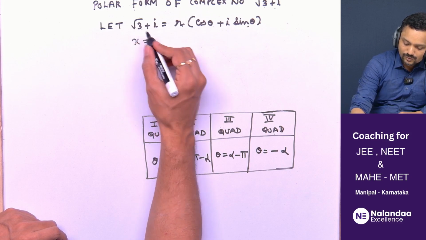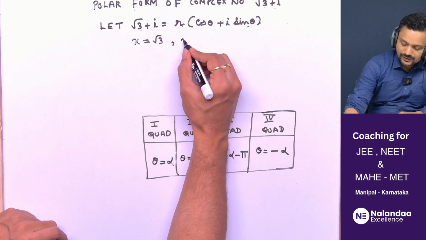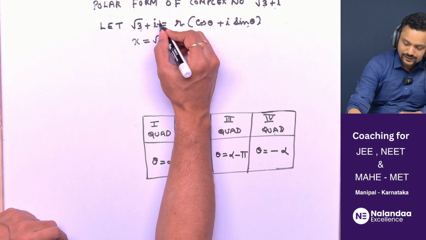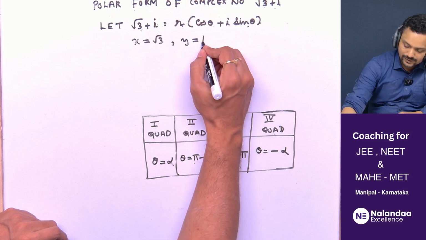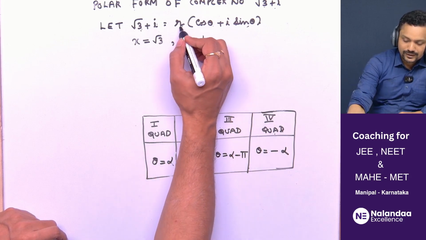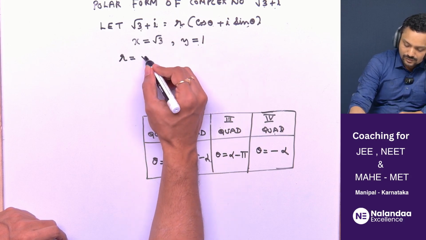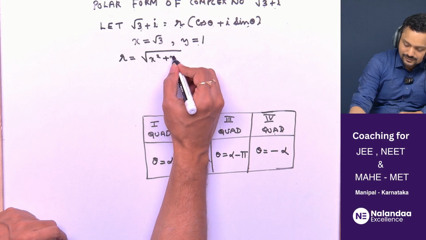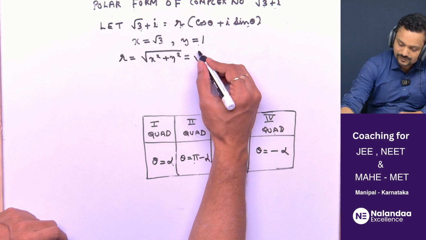Now here it's very clear. The value of x is root 3. x is the real part, and when you say root 3 plus i, this is i into 1. So the imaginary part is 1 here, so y is equal to 1. So using this x and y, immediately we can find r. As we know, r is equal to root of x square plus y square. r is nothing but the modulus.